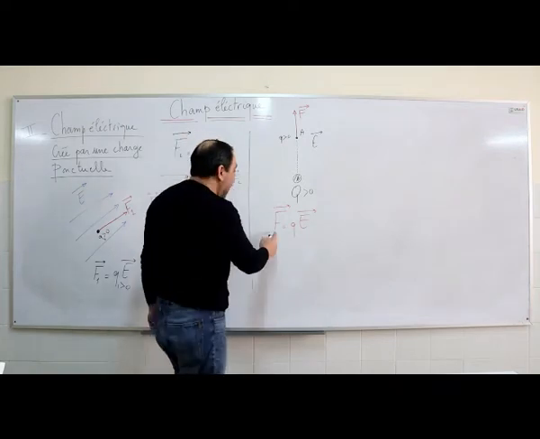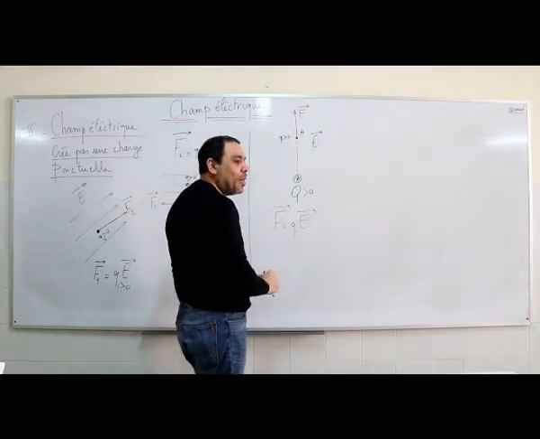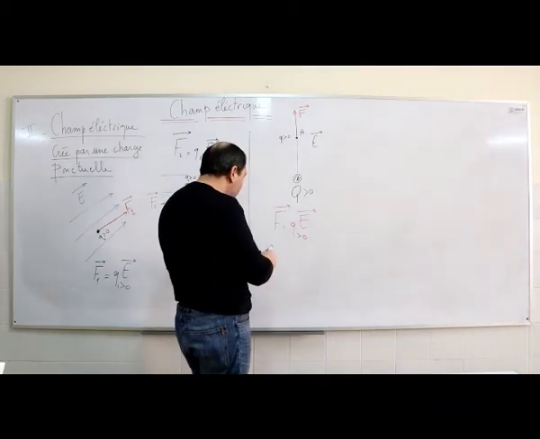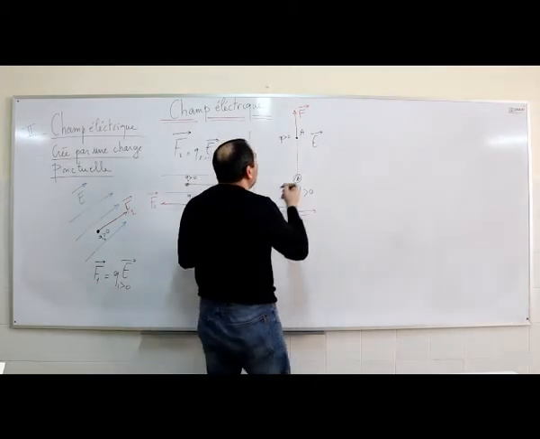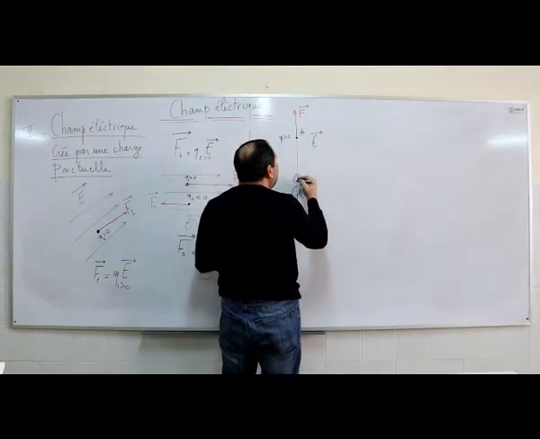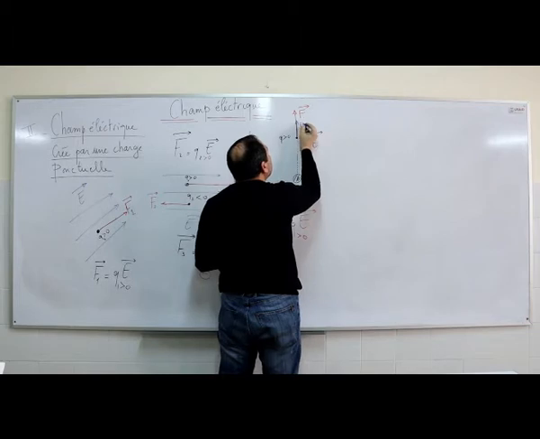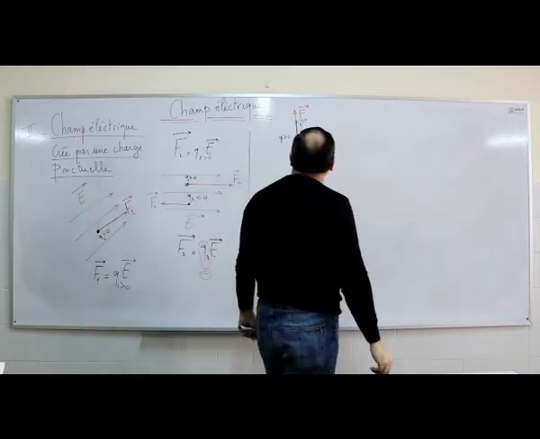So let's determine the direction of the electric field E. F and E are proportional vectors, but q is positive, so F and E have the same direction. So the electric field created by Q at point A has this direction.